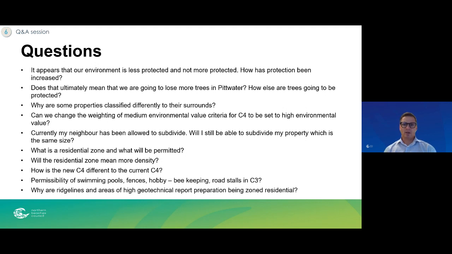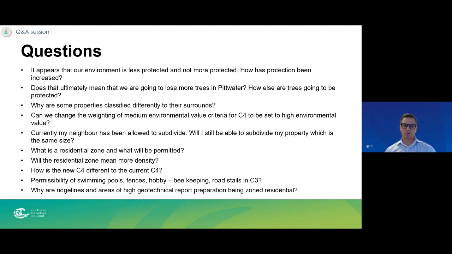So zoning is only one of a number of tools that can assist in protecting the environment. We want to ensure that we have a consistent zoning regime, and that's why we've gone out with our conservation zones review, but we're also at the same time preparing our LEP and DCP.